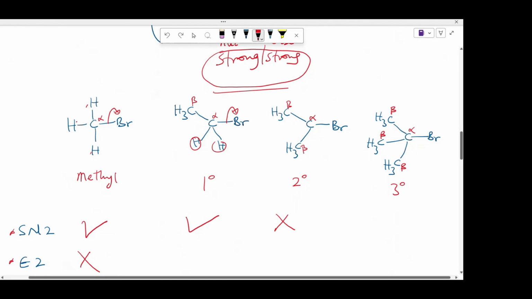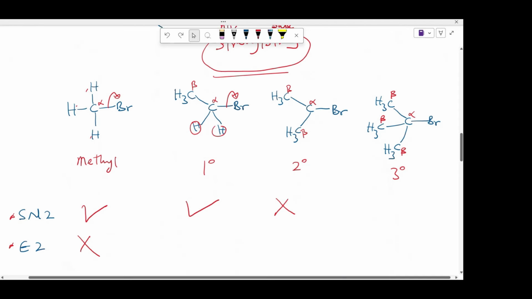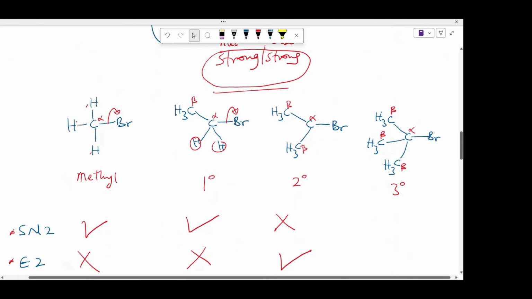And what this means is that there are 6 beta protons that could be abstracted by the base. So there is higher chances of E2 mechanism occurring here. Actually, E2 will prevail in a competition between SN2 and E2 when you have a secondary alkyl halide and the reagent is a strong reagent.